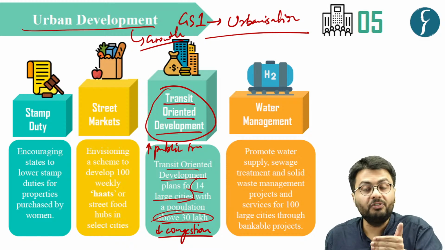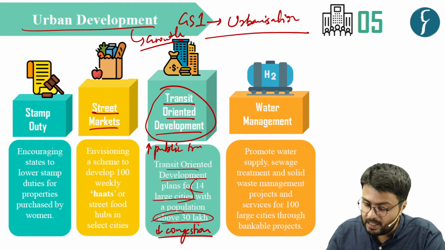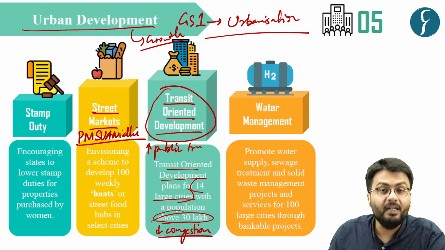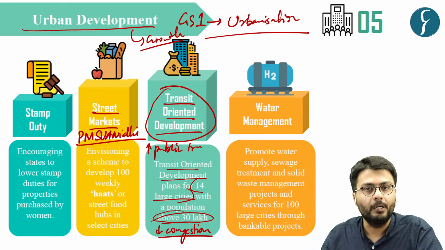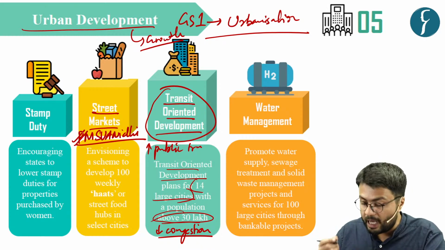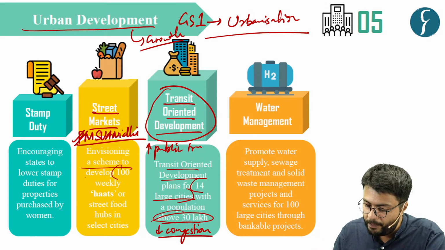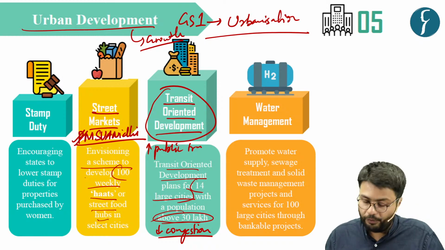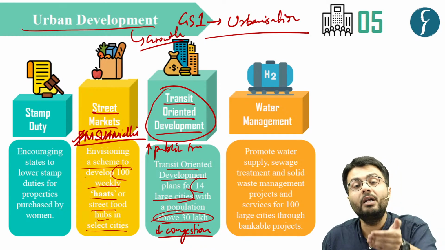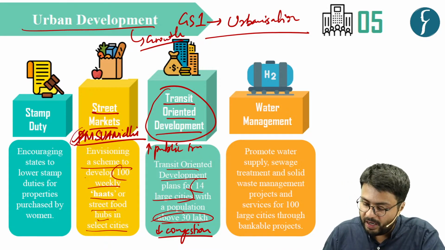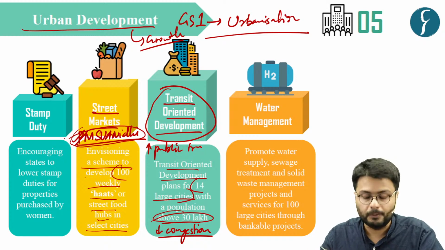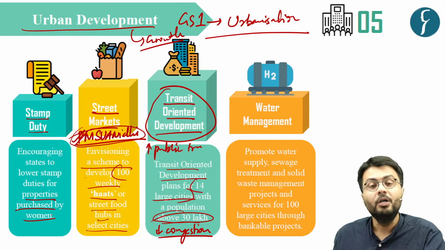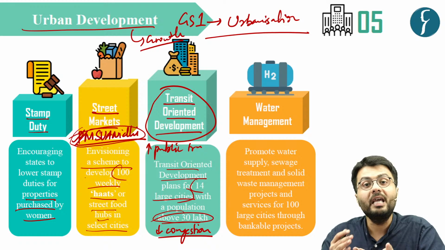Further, to promote street vendors in undertaking economic activities, the government previously brought the PM Swanidhi scheme, which extended street hawkers and vendors working capital. So, based on the success of this particular scheme, the government is also envisioning a scheme to develop as many as 100 weekly haats or markets, which will promote street food hubs in selected cities, which will provide more and more employment activities to the country's informal street vendors and hawkers. Further, the government is also reducing stamp duty on properties purchased by women so as to promote development for women in general in urban areas.